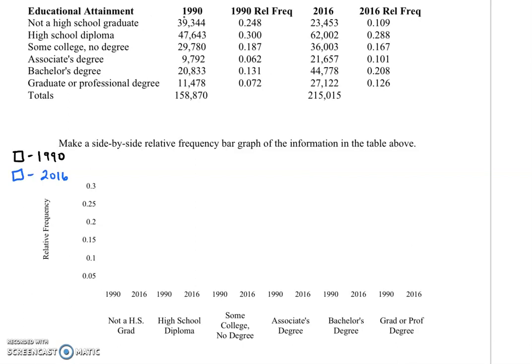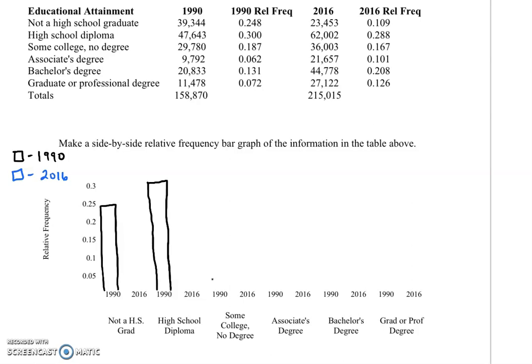So in 1990, the relative frequency or proportion of people who were not high school graduates was 0.248. So 0.248 is a little bit before 0.25. So we make a bar over 1990. High school diplomas is 0.30 in 1990. So we go to the next 1990 spot, and make a bar that's up to 0.3.